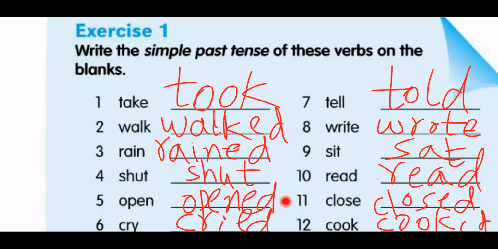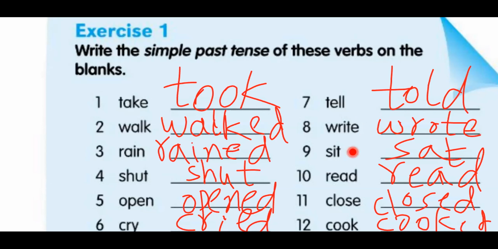Open, opened. Once again, repeat, beta. Open, opened. Cry, cried. Very good. Okay, here cry. What have we done, beta? Tell me. Which rule have we applied? I-E-D. Very good. Excellent. Changing the Y to I. Then we added ED. Now next, tell. Told. Write. Wrote. Very good.